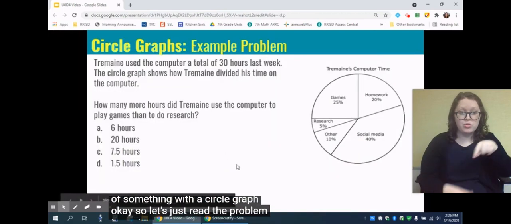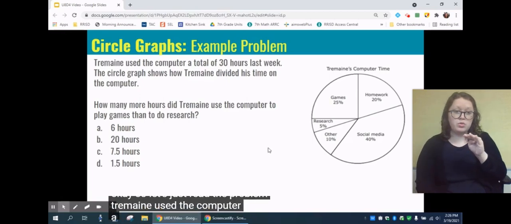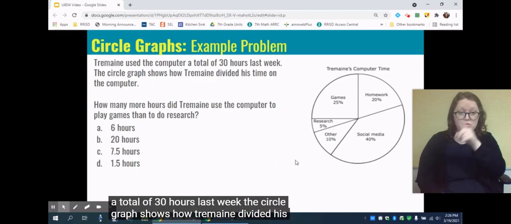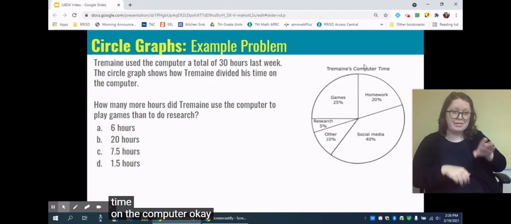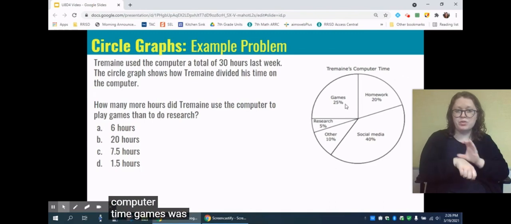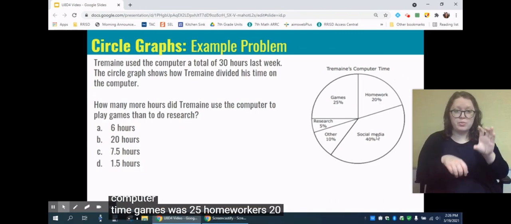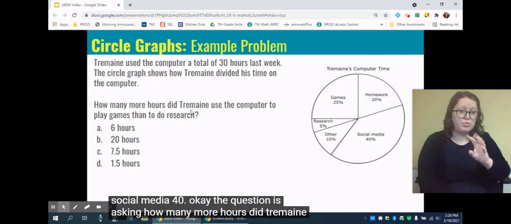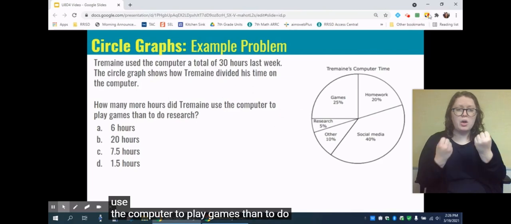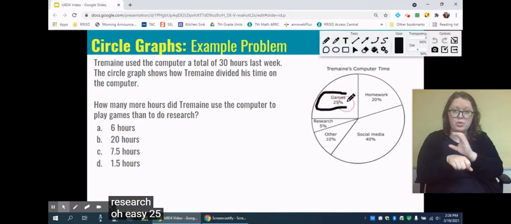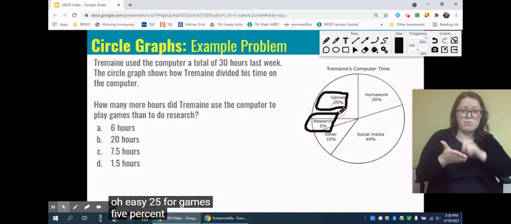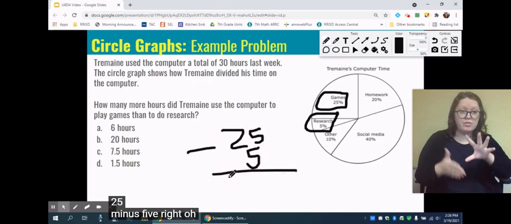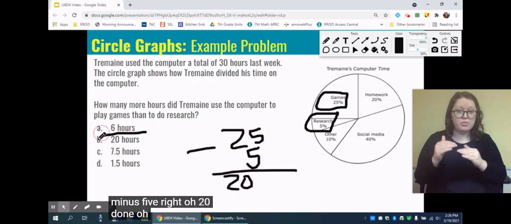Let's just read the problem. Tremaine used the computer a total of 30 hours last week. The circle graph shows how Tremaine divided his time on the computer. I see games was 25%, homework was 20%, social media 40%. The question is asking, how many more hours did Tremaine use the computer to play games than to do research? Easy, 25% for games, 5% for research. How many more? 25 minus 5, so 20. Done. Easy, Ms. Burns.